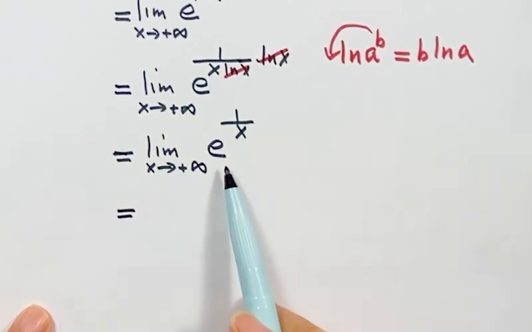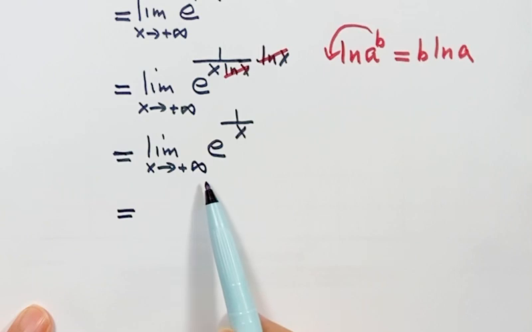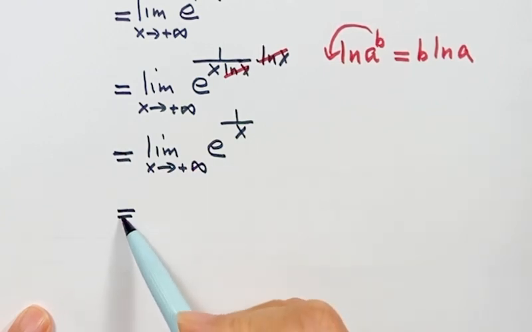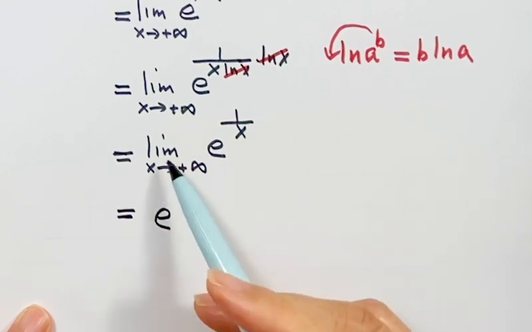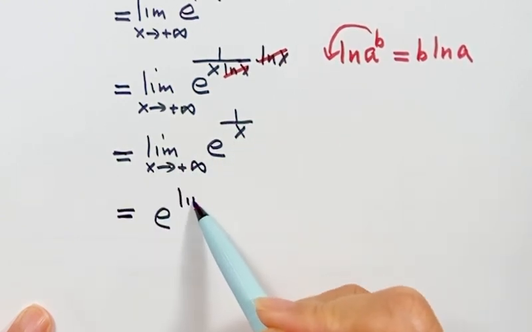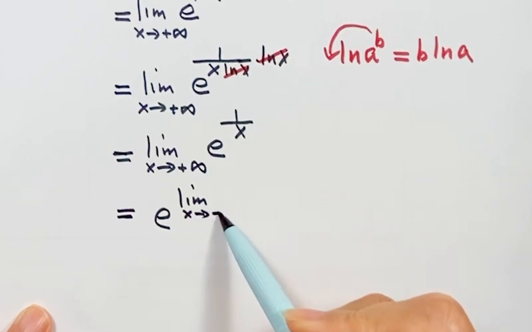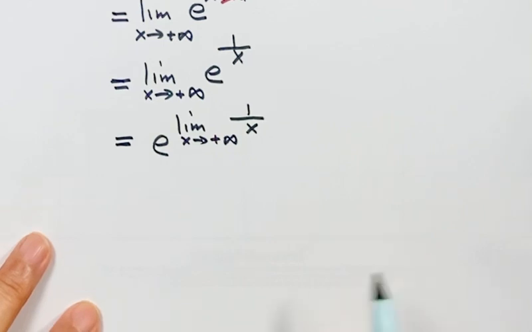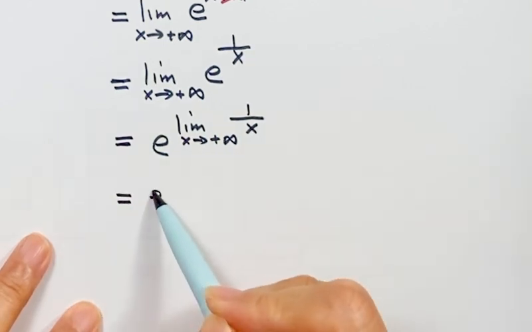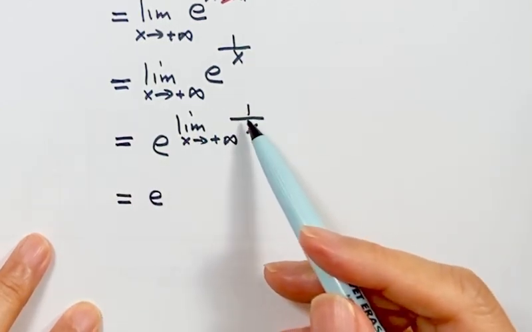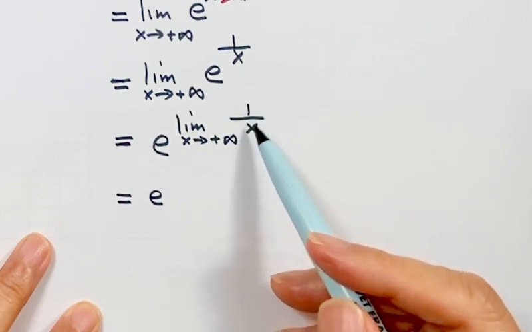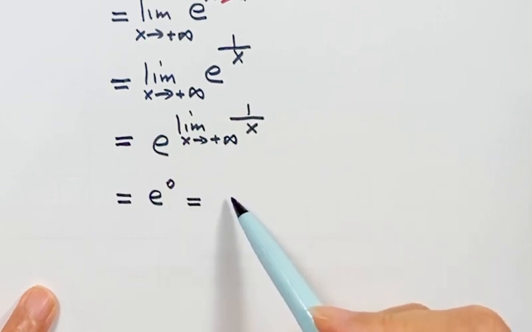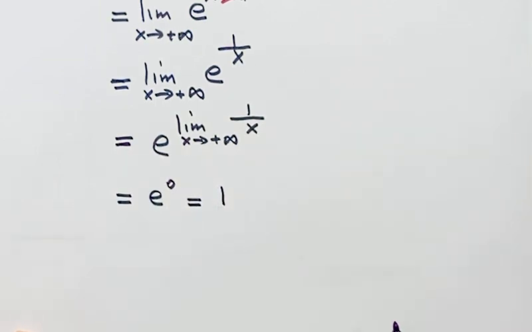Because e is a constant, as x goes to positive infinity, the limit for 1 over x exists. So we can put the limit up here: limit as x goes to positive infinity of 1 over x. Then we know this limit is 0. As x gets bigger, the whole thing approaches 0. So then e to the power 0 is just 1. That's why the answer for this limit is just 1.